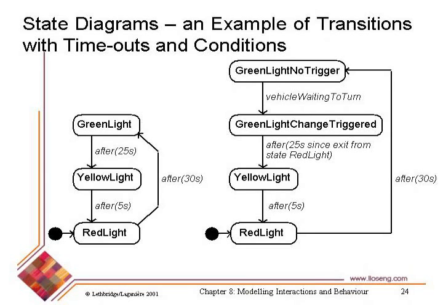The important thing to note on this diagram is the way I've shown the notations. The vehicle waiting to turn, the mechanical signal, the after 25 seconds since exit. This is a way you write this kind of thing in UML. Okay, precisely like this. Time since exit from is a key word, red light being a state name. So if you want to make sure that the transition only happens after a certain amount of time since a certain thing happened, this is the way to show it. And again, we have after 5 seconds, after 30 seconds of simple timeouts, as before.